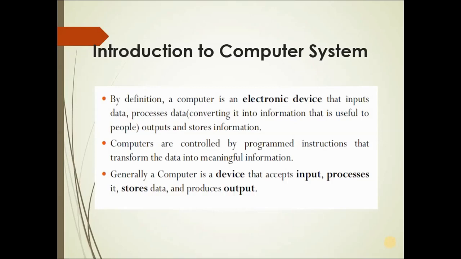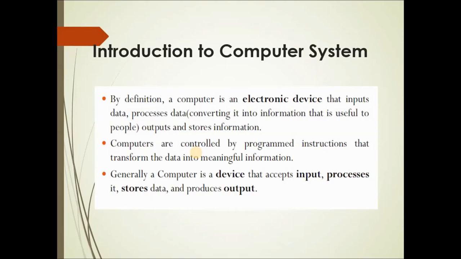As a user, we can give only instruction to the system. We cannot process, we cannot do anything. We can give only instruction to the system, it will process over it, and it will give the user defined output. Okay, so by definition, a computer is an electronic device that inputs data, processes data, and outputs and stores information. So after that, computers are controlled by program instruction that transform the data into meaningful information.